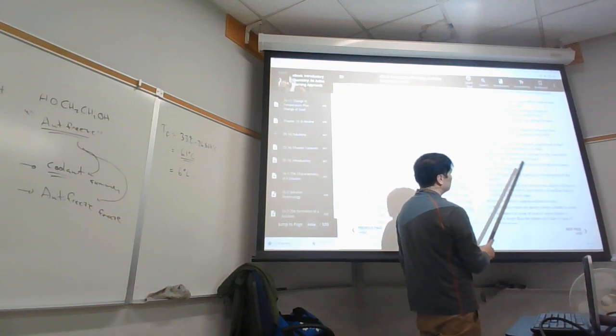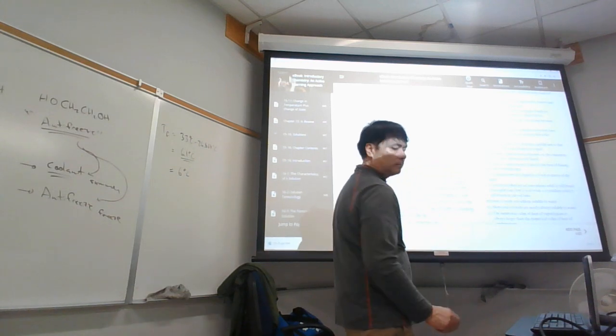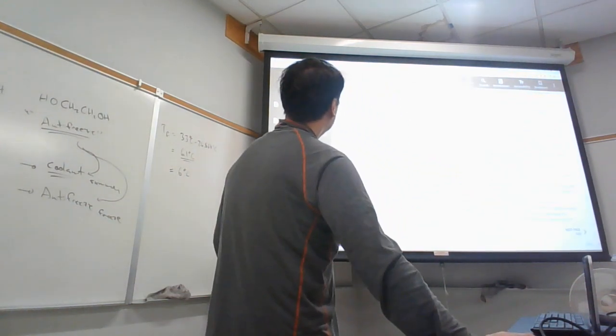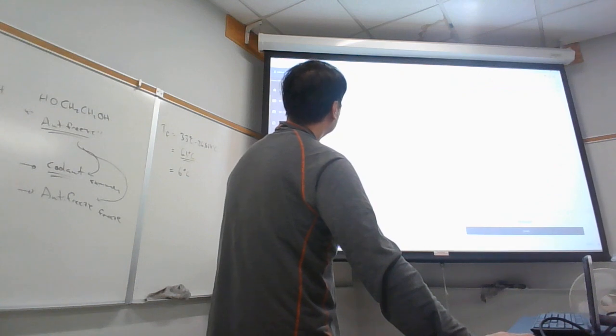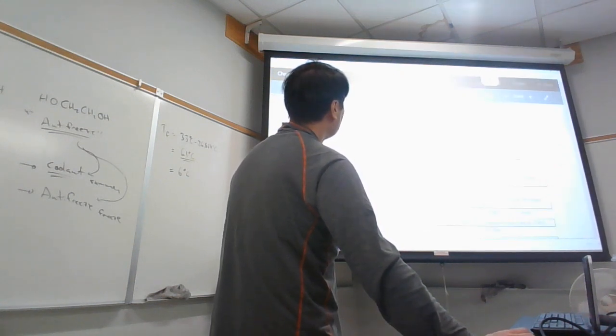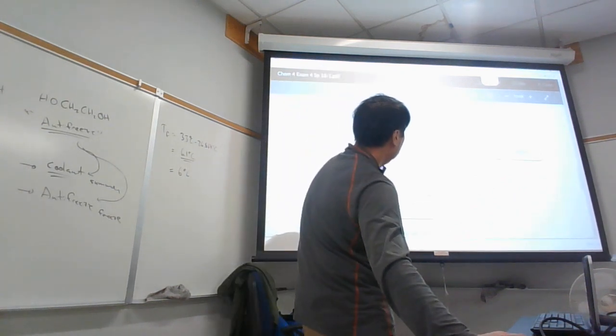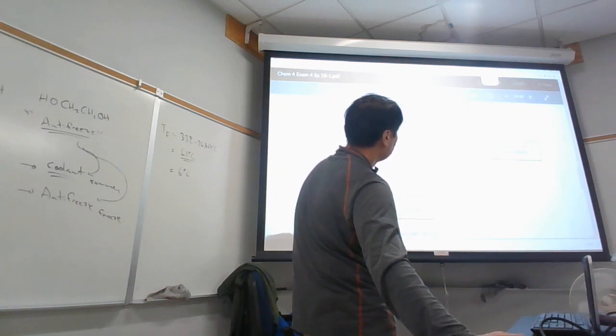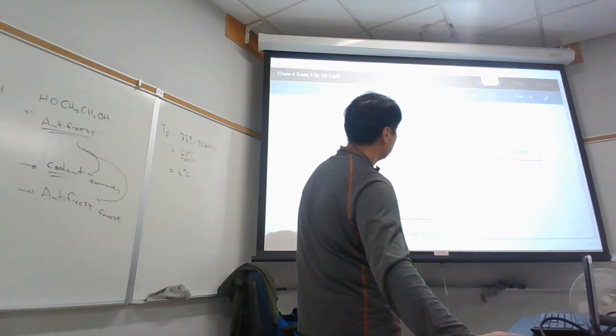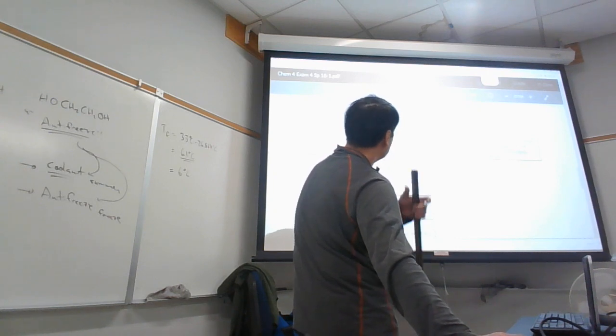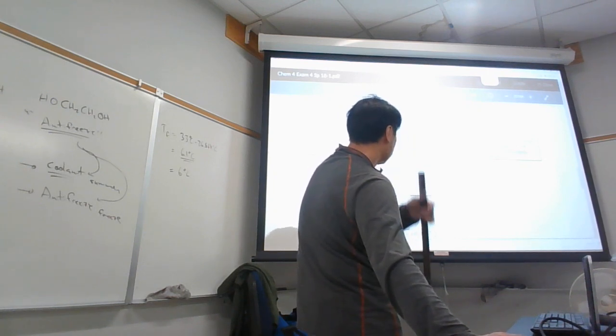And so the heat of vaporization of water is 2.26 kilojoules per gram. And so the heat of condensation would be negative 2.26 kilojoules per gram. The heat of fusion is 333 joules per gram. The heat of freezing would be minus 333 joules per gram.